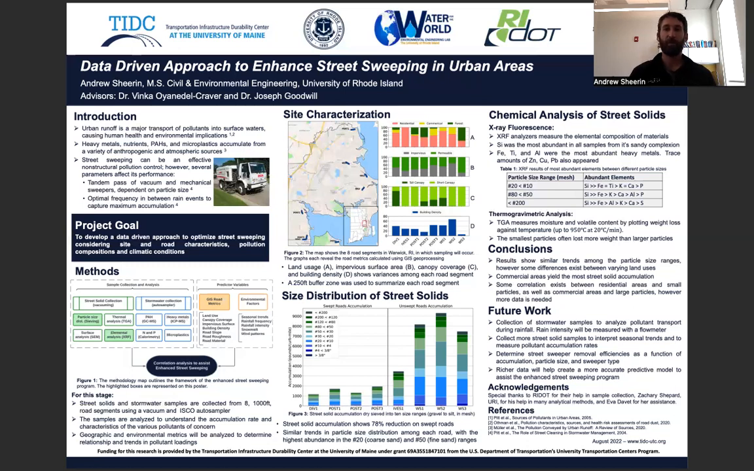Moving forward, we'll be collecting more stormwater samples, and we'll use a flow meter to determine how rain intensity impacts the transport of pollutants. As we collect more samples over the course of the year, we'll begin to understand some of the seasonal trends of pollutant accumulation. We'll also be evaluating street sweeper removal efficiencies based on different types of sweepers and accumulation rates. All of this data will help us create a robust optimization model to decide where, how frequently, and which techniques to use during street sweeping.